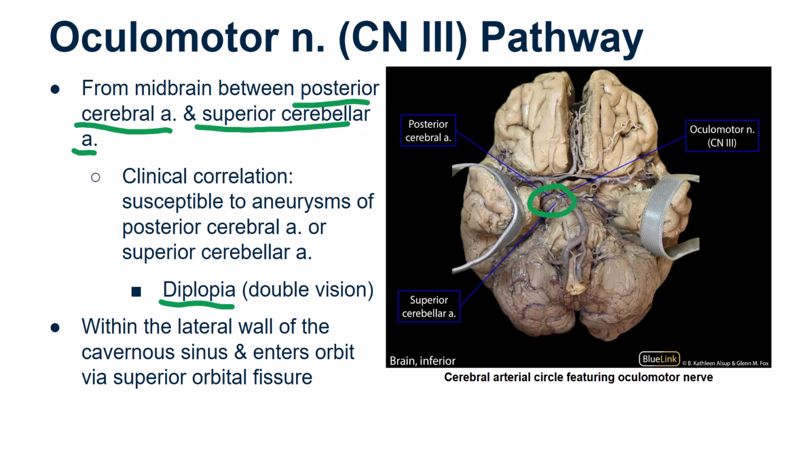Cranial nerve 3 is also present within the lateral wall of the cavernous sinus, and if there is a cavernous sinus thrombosis, it may also be susceptible there, but the number one cranial nerve that you should be looking out for if there is a cavernous sinus thrombosis is the abducens, because it travels through the cavernous sinus and would therefore be affected first. After moving through the lateral wall of the cavernous sinus, 3 is going to enter the orbit through the superior orbital fissure.